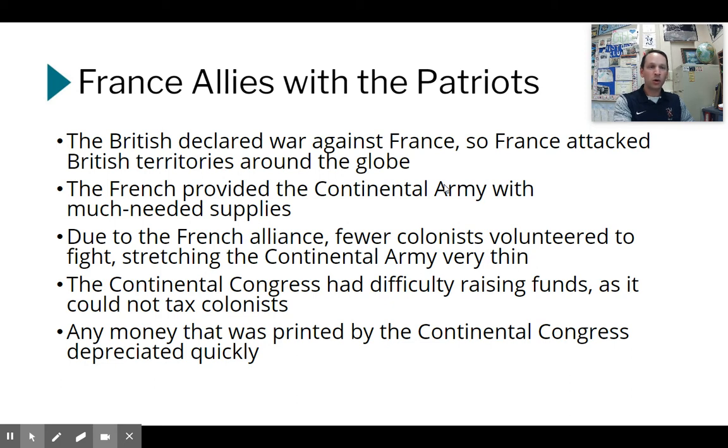The British are eventually going to declare war on France. Spain's going to declare war on Great Britain. It's a European-wide conflict, not necessarily taking place in Europe like previous wars had. But European allies see a chance here to get back at the British for past defeats, such as the French-Indian War for the French.